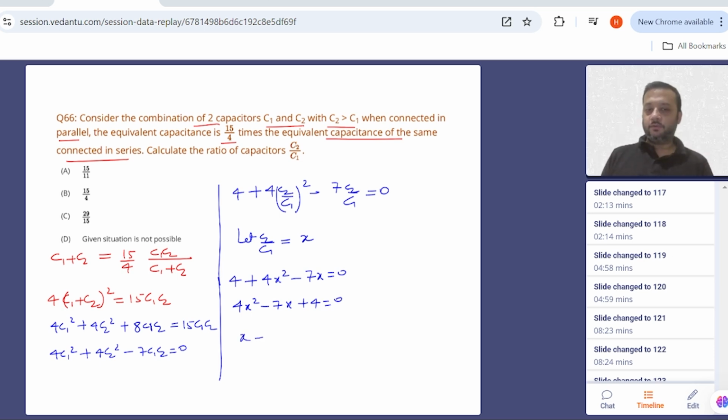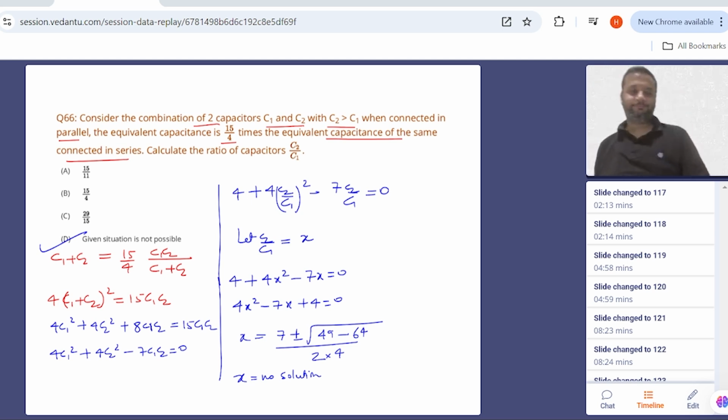So let's try to find the roots of this equation. So it will be minus b plus minus under root of b square minus 4ac, upon 2a. Clearly the discriminant is negative, hence no solution of x is possible. That means the given situation is not possible. The given data is simply not possible. So we can say that option D will be the correct answer for this question.